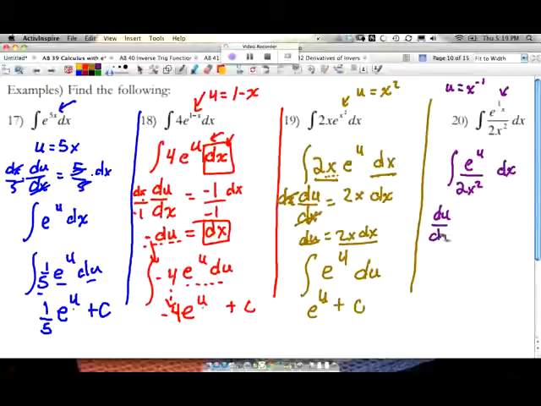So let's take the derivative. du dx of x to the negative 1 is going to become negative x to the negative 2, which if I kept going would be negative 1 over x squared. Check, done. Okay, so we got stuff going on here. Negative 1 over x squared.